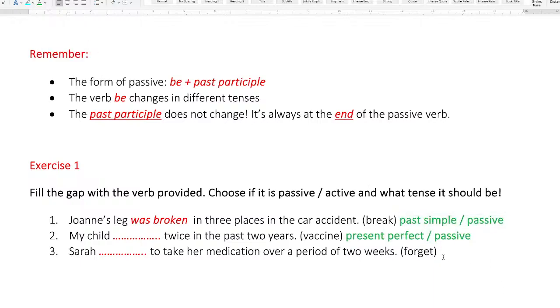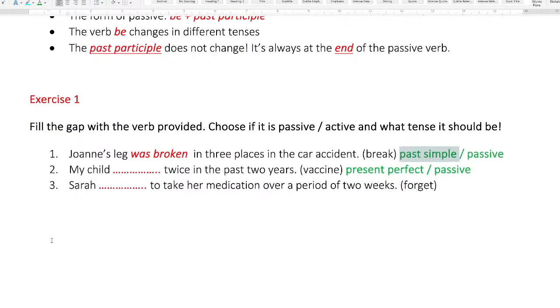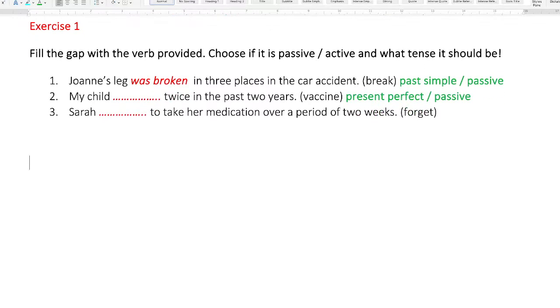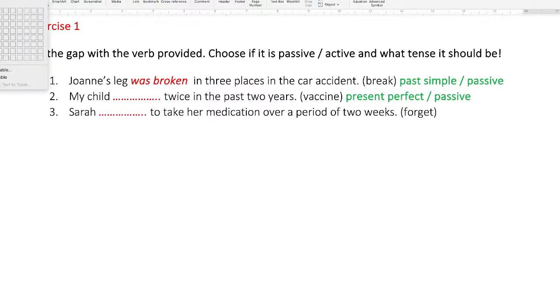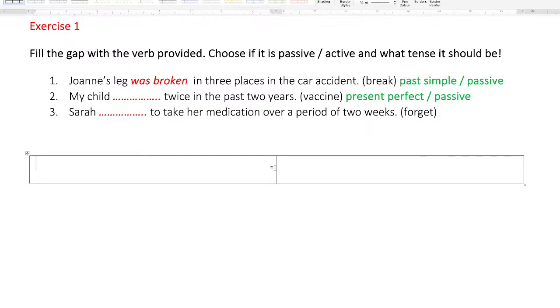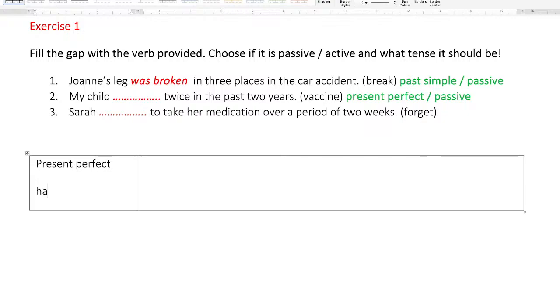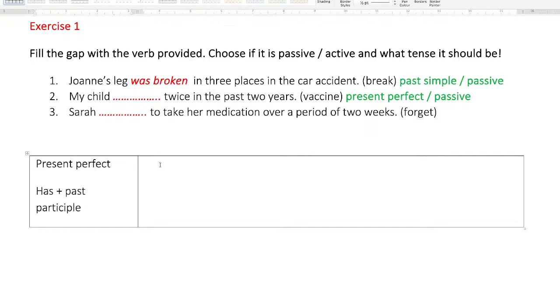Now, the thing about the present perfect is that it's more complicated than the past simple. Not just in terms of active, but also in terms of passive. So let's have a think about how that works. Okay. When we make the present perfect, it looks like this. Has plus past participle. That's the present perfect.